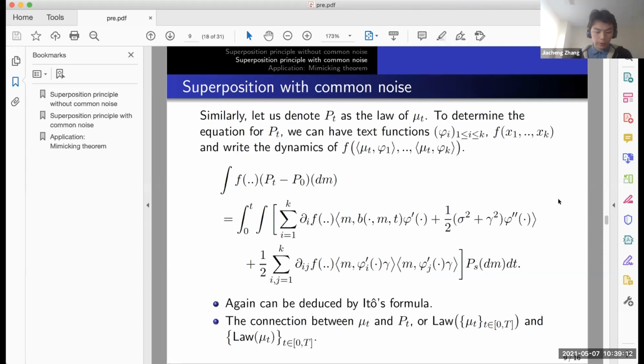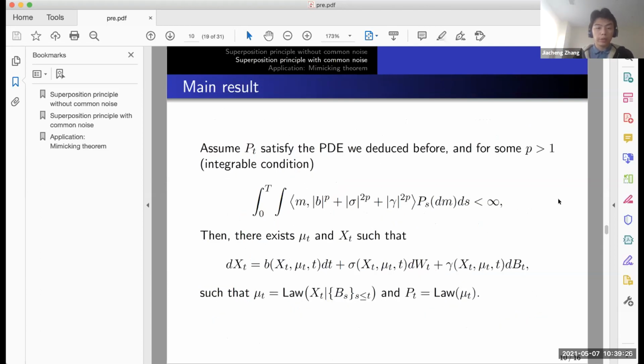So this was the first direction, basically from xt to mu t and then to pt. Our superposition principle, as we had before, is more like the reverse direction here. So our main result is basically: assume this pt satisfies the previous PDE, and also we have some integrability condition here. Then we should be able to construct some mu t and xt satisfying this SDE. And also we have this mu t being the law of the xt here.